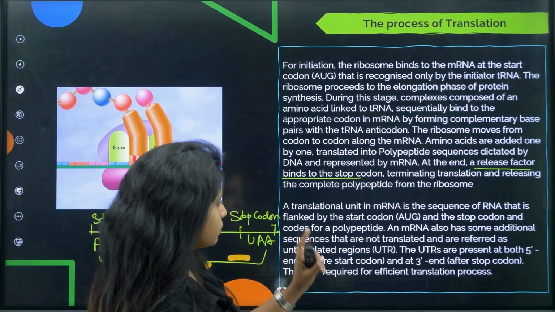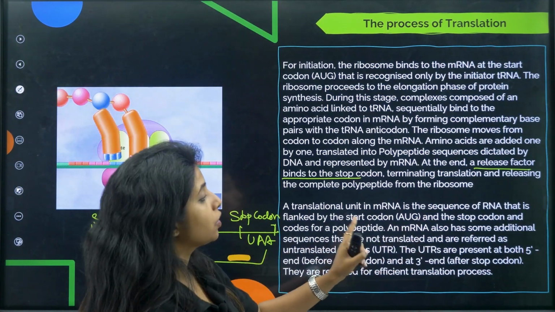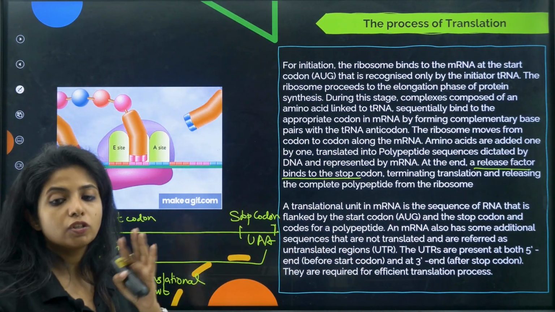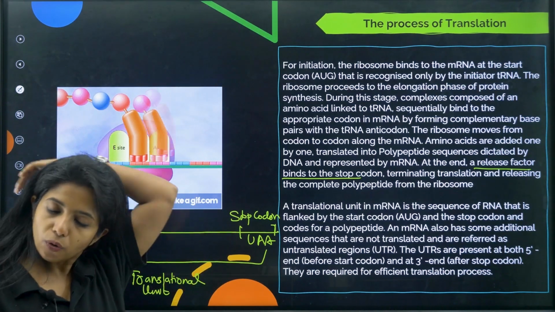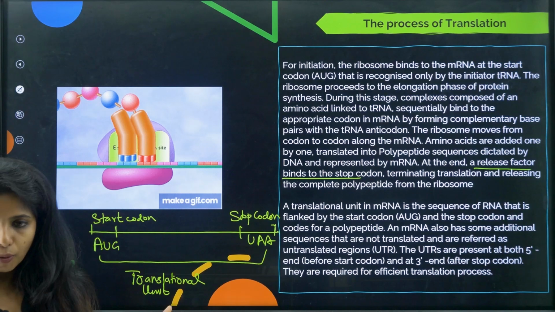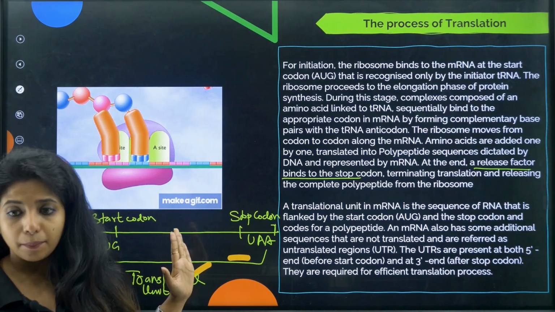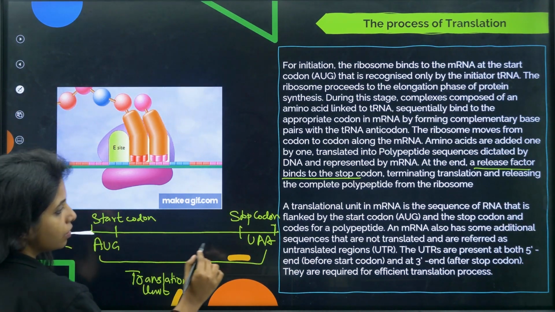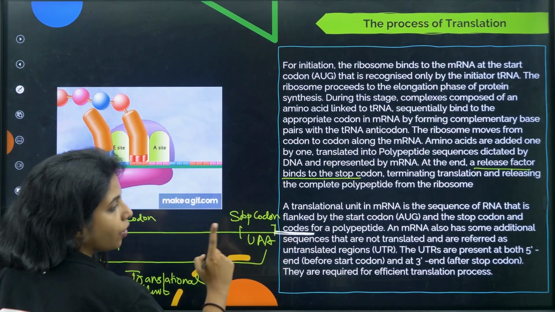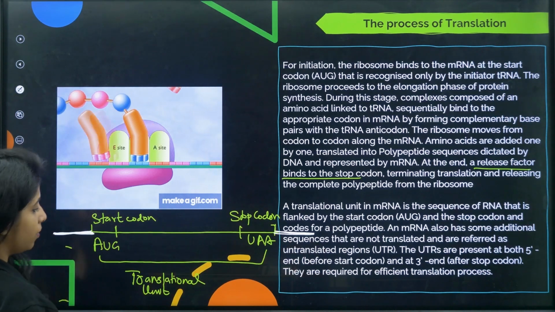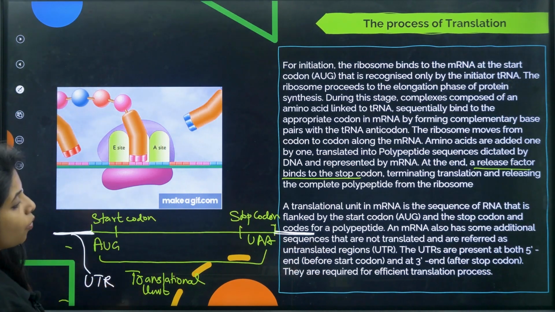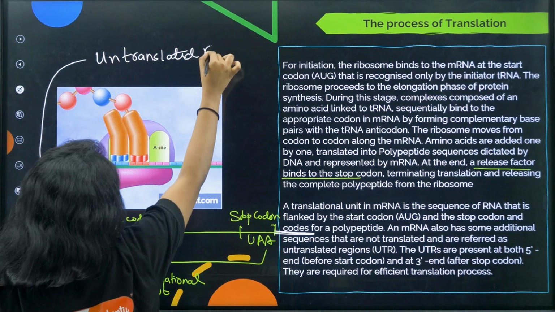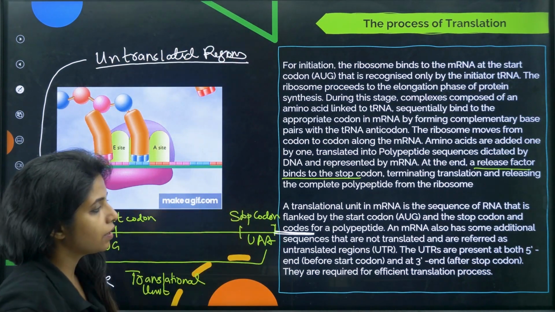Got it? Now, an mRNA also has some additional sequences that are not translated and are referred to as untranslated regions. So can it have introns and exons? No. Okay, exon is there, introns are removed. Introns come in between, do not code for anything, so they are removed when mRNA is being formed, right? So this mature mRNA does not have anything like that, but there are areas which remain untranslated. So these untranslated areas are either here or here. What do you call them? Untranslated regions, or UTR. You also call them untranslated regions, children.